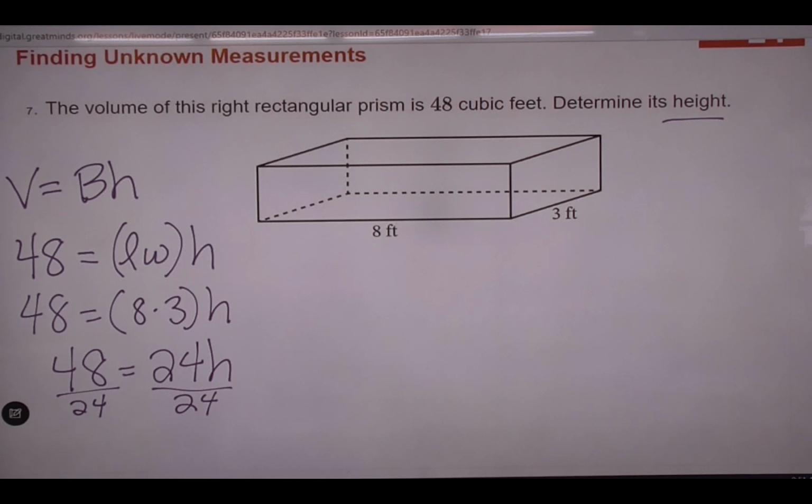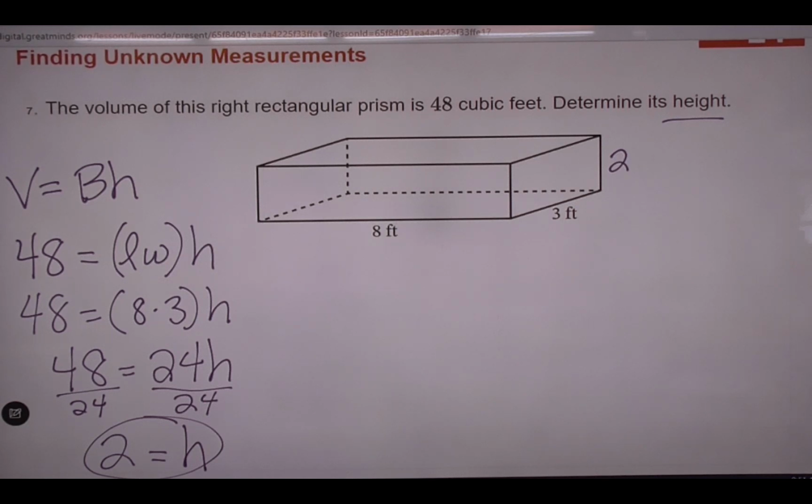If we got 24 times H, how do you get rid of times 24? By dividing by 24. So 24H divided by 24 is going to be 1H. 48 divided by 24 is 2. So H is 2. So the height on this prism is a 2. A 2 goes on the height right there.